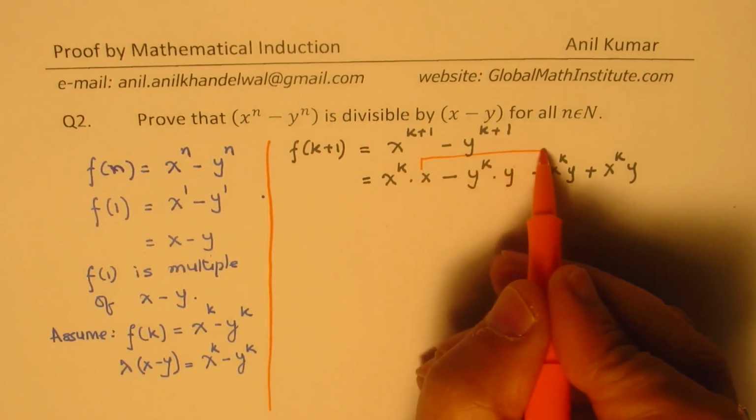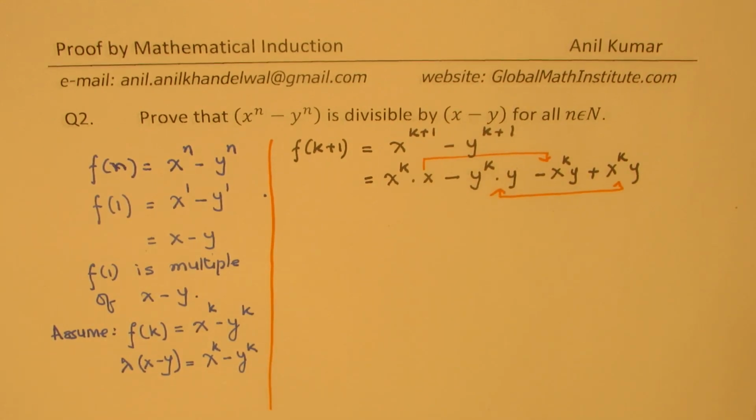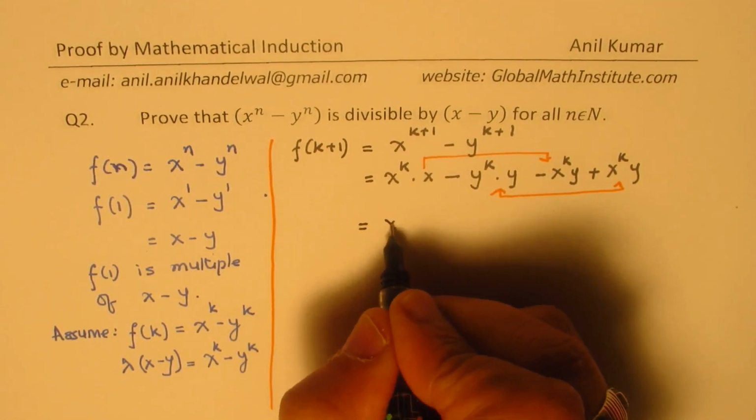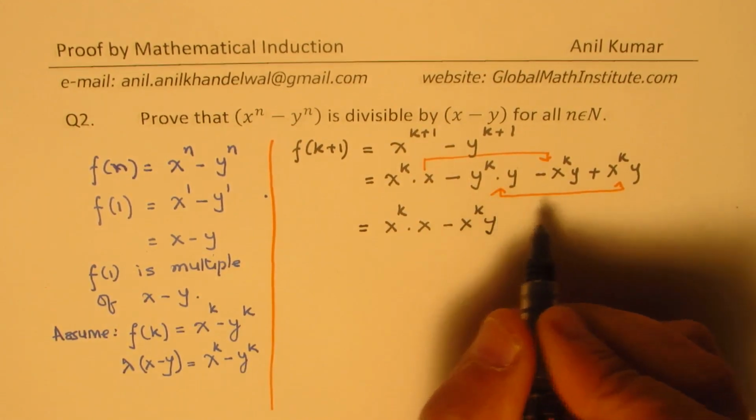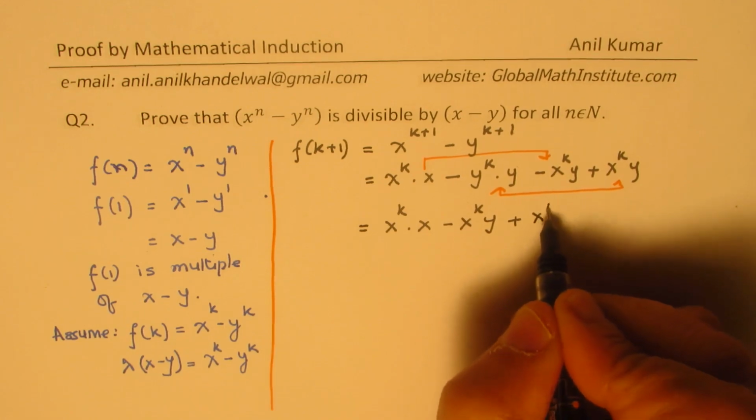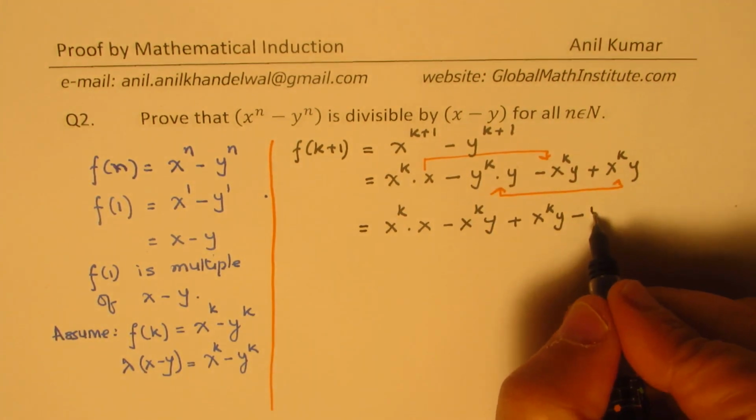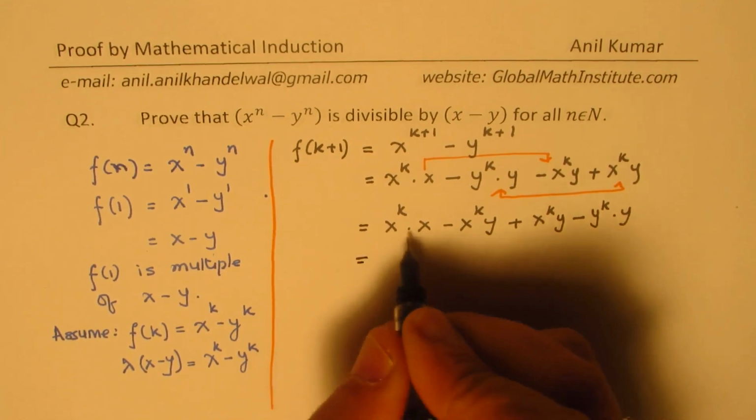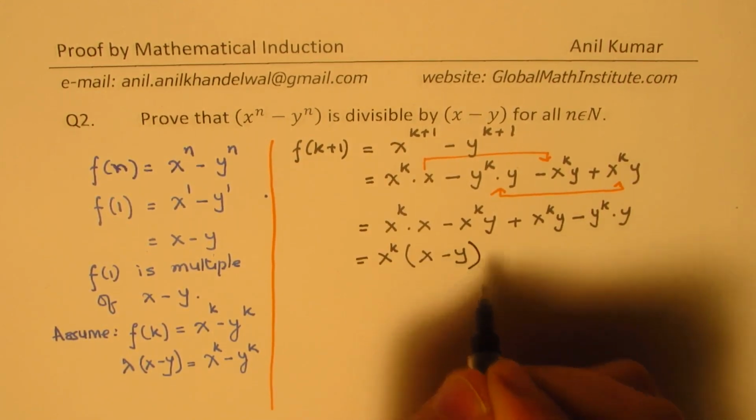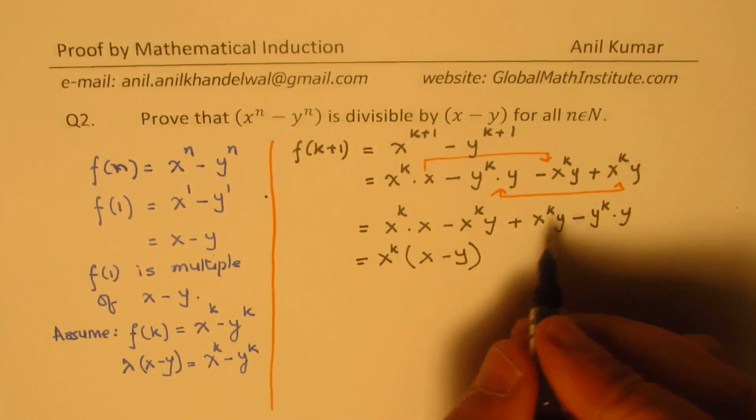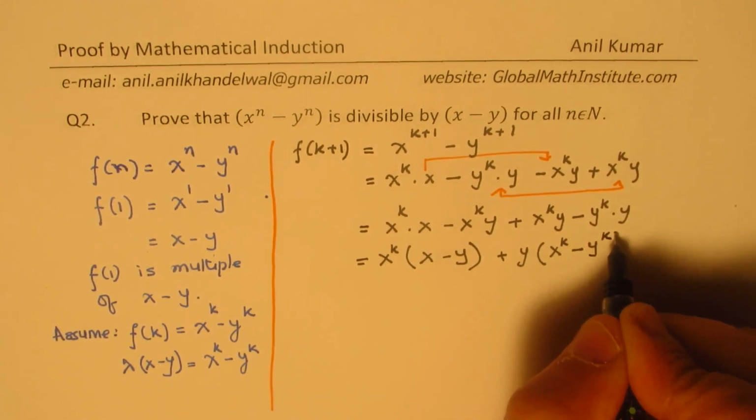Now, if I combine these two terms and these two terms, then what do I get? So let me rearrange and write. So we get x to the power of k times x minus x to the power of k times y. And here we have plus x to the power of k times y minus y to the power of k times y. Now in the first two terms, x to the power of k is common, and what we get is x minus y. Now here we can take y common, and what we get here is x to the power of k minus y to the power of k.